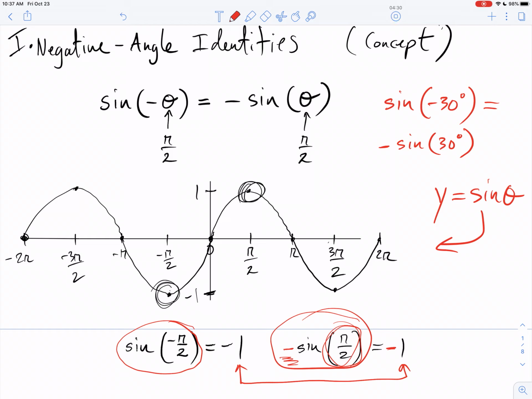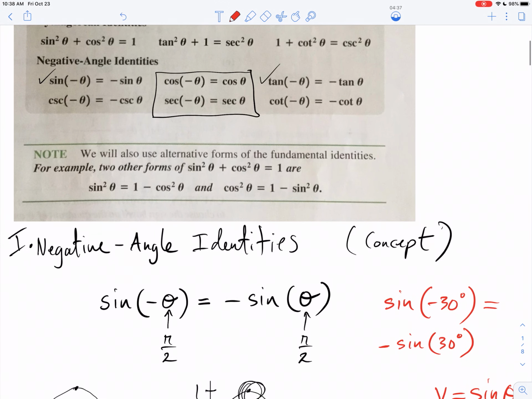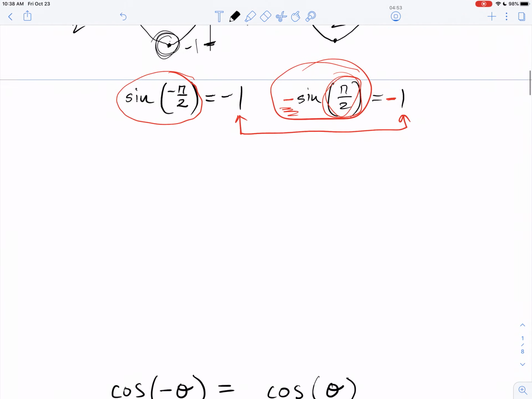Now, let's look at the cosine one because that's the only one that's different. And you can draw a similar situation for any of these negative angle identities. You can draw any of these graphs and do this. I'm going to erase my markings on there. But I just figured we'll talk about sine, we'll talk about cosine. So here's the cosine one.